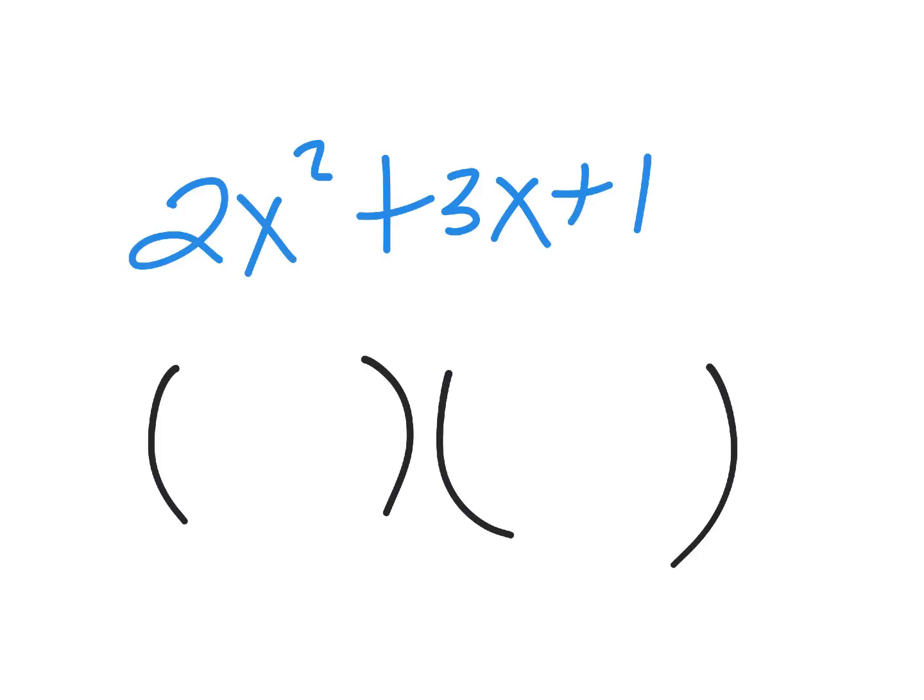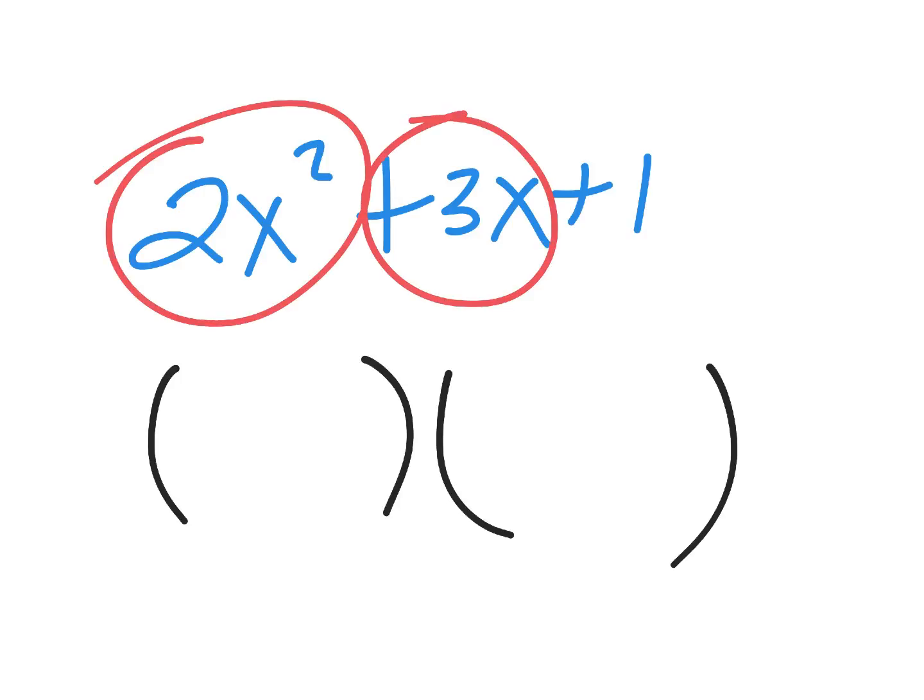I always think of this as a 3-step process. First, before you even start the 3-step process, you got to see if there's a GCF. Was there any GCF that was in all 3 parts? No. So then it's got to be 2x and x. That's the first part.